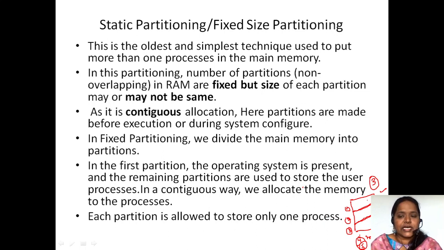This partition is nothing but a division. These are fixed, but the size can vary. The size of each partition can differ. This partition may be 2 KB, this one 5 KB, and this one 9 KB. Three divisions are fixed, but the size of each division can vary: the first is 2 KB, the second 5 KB, and the third 9 KB. So this is the fixed partitioning.